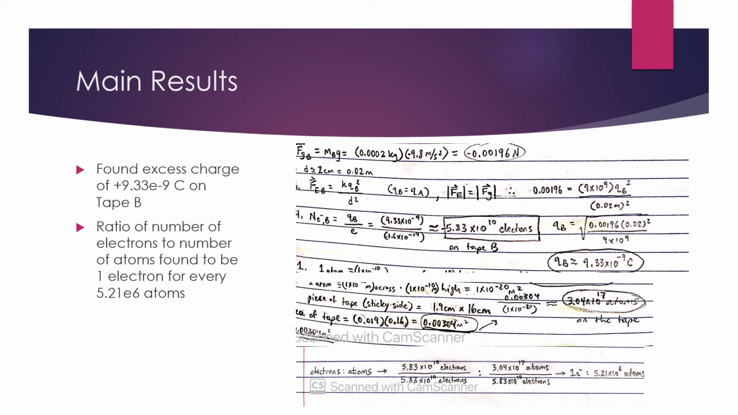Next, I had to make some assumptions when calculating the ratio of the number of electrons on tape B to the number of atoms on tape B. This assumption was that the tape was about 1 atom thick, and this was necessary to simplify the calculations. I was able to find the number of electrons on tape B and then the number of atoms in tape B using my assumption to get the ratio.